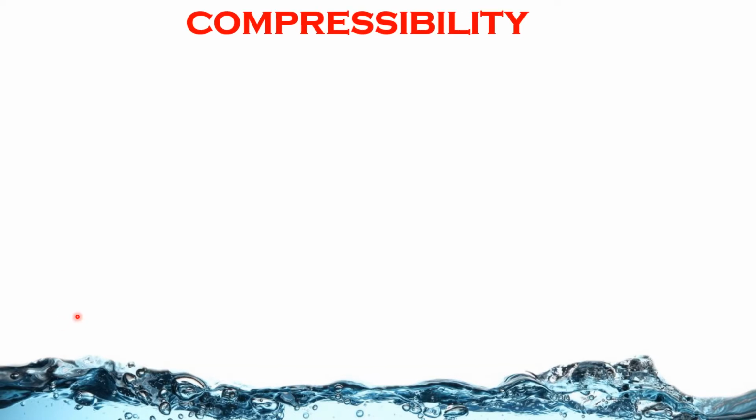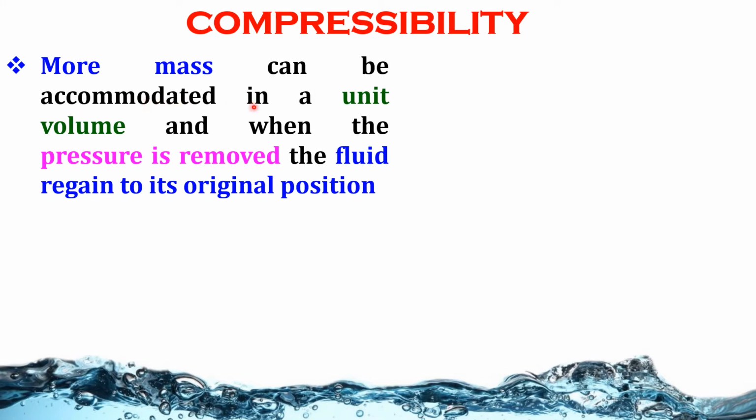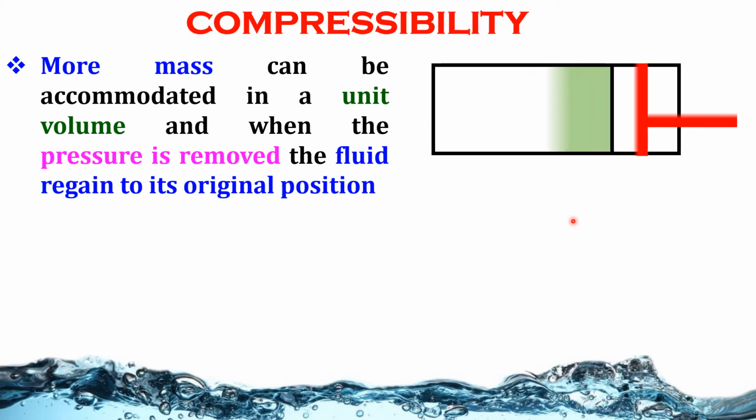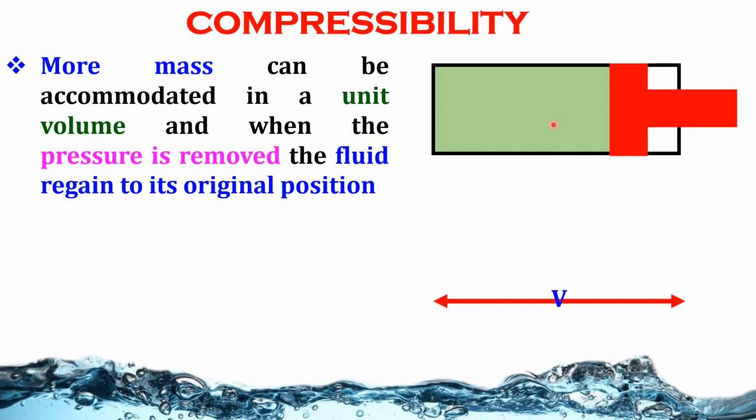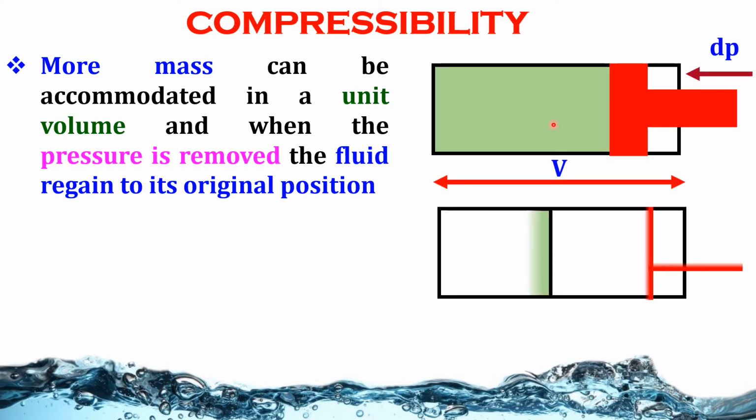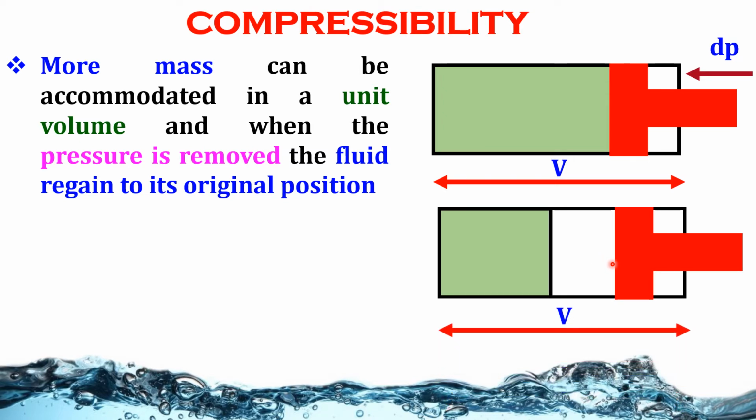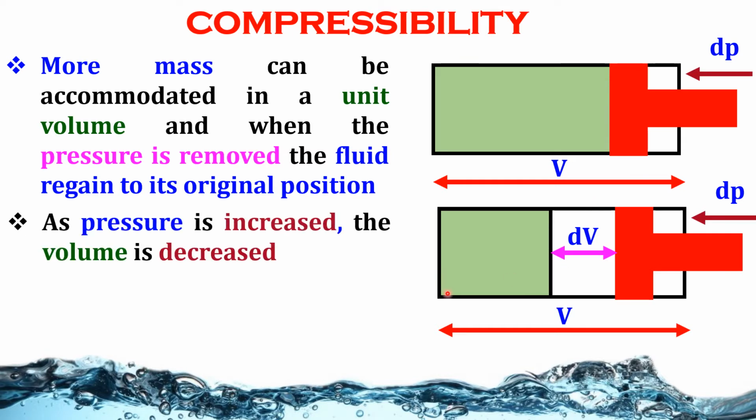Further, we are going to discuss compressibility. More mass can be accommodated in a unit volume, and when the pressure is removed, the fluid regains its original position. Consider this is a cylinder. In that we have a piston, and the green color is the volume of fluid present. Now, the entire cylinder volume is V. When an external pressure acts, what happens? There is a change in volume, so more mass can be accommodated. When the pressure is removed, it regains its original position. The change in volume is denoted by dV.